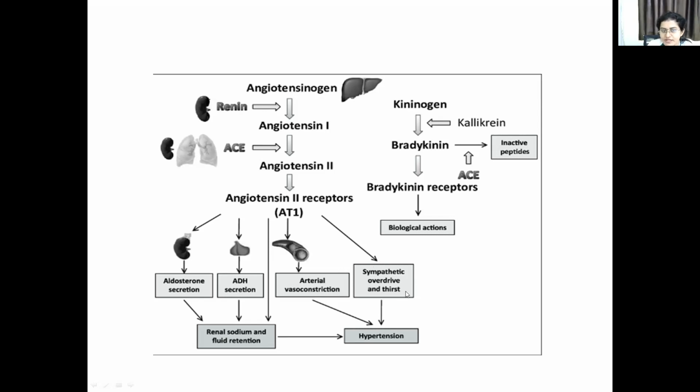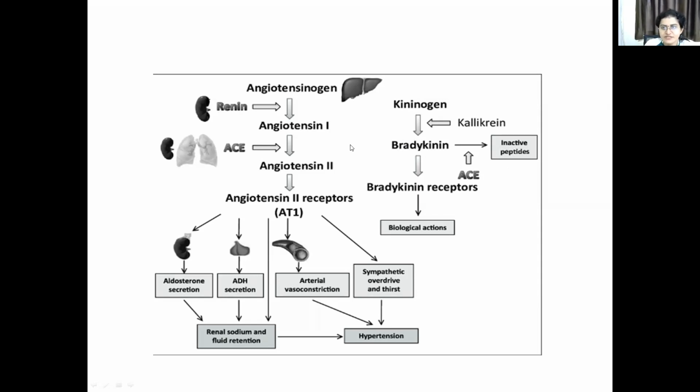and thirst. So aldosterone secretion causes renal sodium and fluid retention, and antidiuretic hormone also causes more absorption of sodium and potassium excretion. Then there will be arterial vasoconstriction, which leads to an increase in the blood pressure. Other than this, the ACE enzyme also causes degradation of bradykinin. Bradykinin is a vasodilator peptide, and ACE degrades bradykinin to inactive peptides.